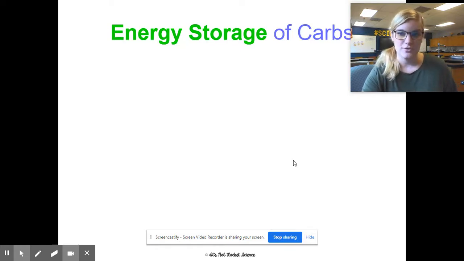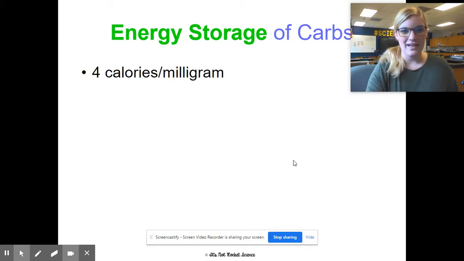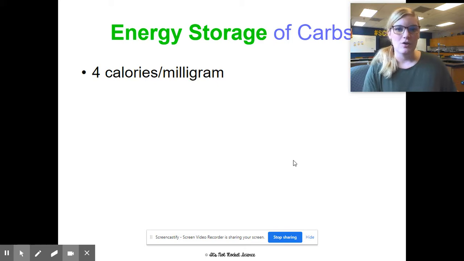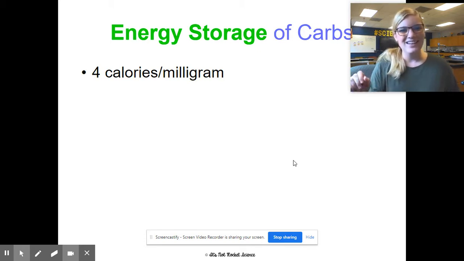And our energy storage of carbs, because remember, we want to be able to store and use energy quickly when we consume carbs. You get 4 calories to burn per milligram of carbs that you take in. So you have to think a calorie is actually a unit of measurement for how much heat it takes to melt a 1 centimeter cube of ice, I believe. I'll have to look up that number again. Might be 1 millimeter cube. Anyway, so you are getting your body 4 calories that you can use up per milligram.